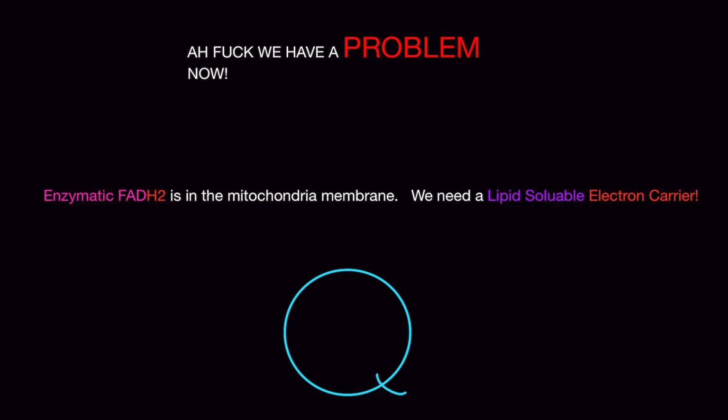Here's the problem. Enzymatic FADH2 is in the mitochondrial membrane. But we need a lipid-soluble electron carrier because what will happen later is that we need to get past the membrane. This is when ubiquinone comes into play, or Q.